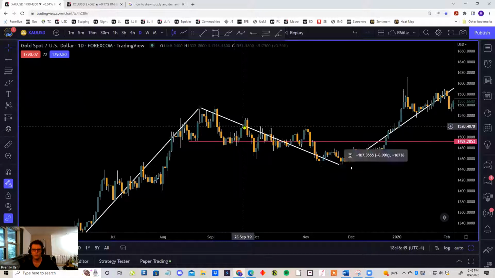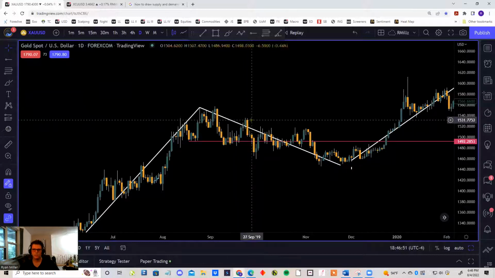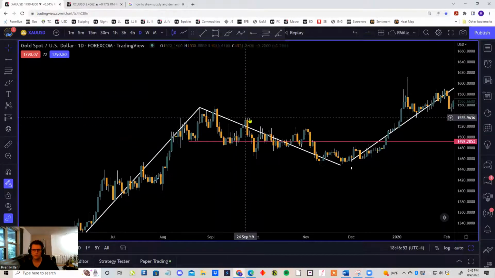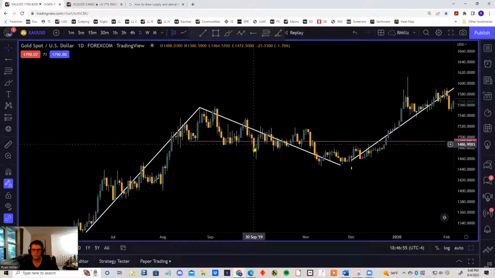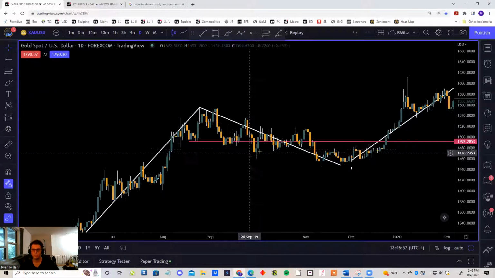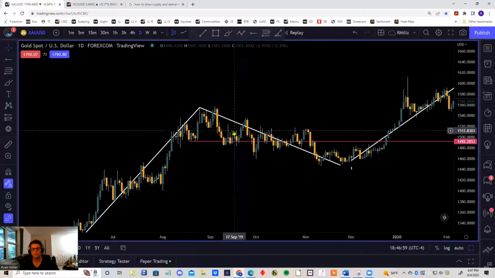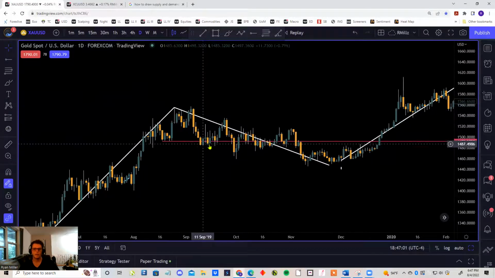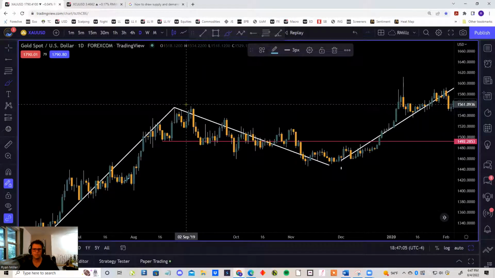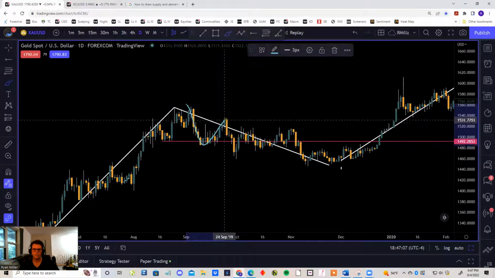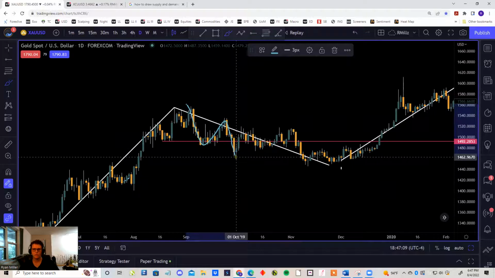Now we're waiting for a pullback. We get a pullback, looking for an area of supply to go short, anticipating this higher low forming, and then boom, it goes short and it creates a lower low. Now we have an established downtrend on the daily. High, low, lower high, lower low. If you can't see it, high, low, lower high, lower low.